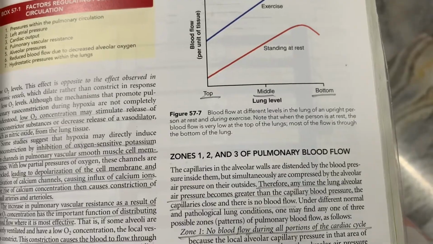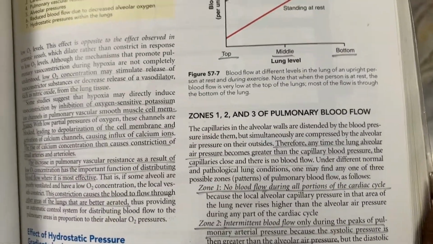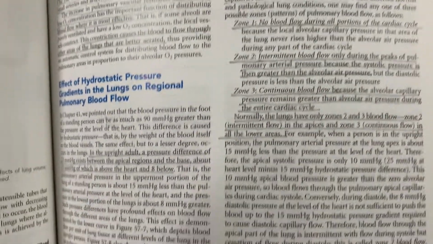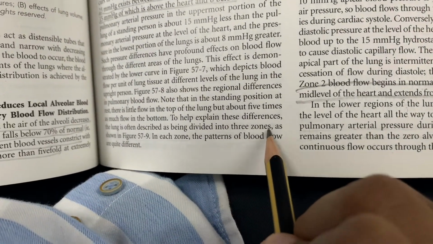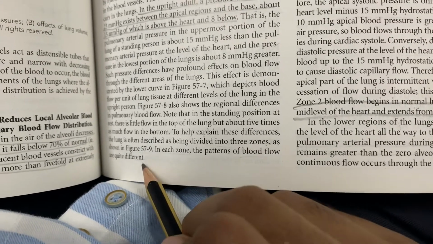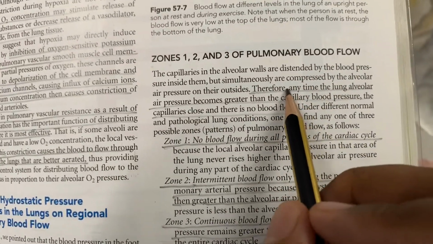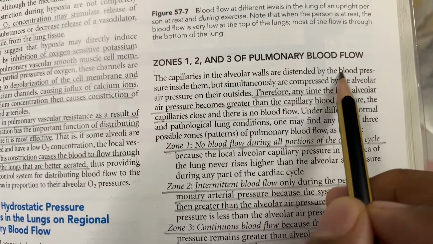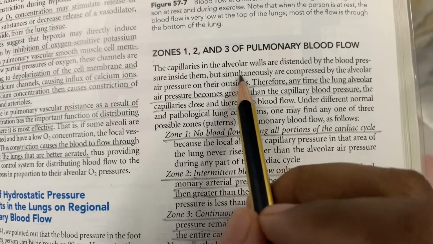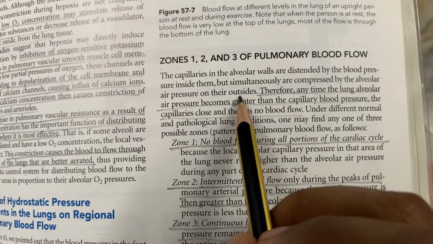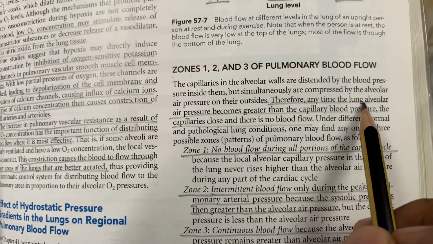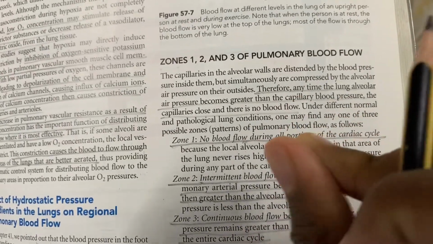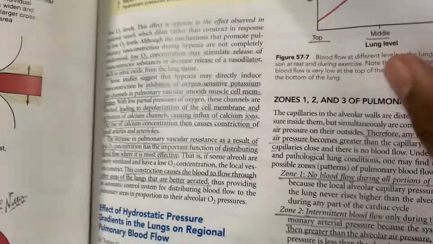Coming to the zones of blood flow, the lung is often described as being divided into 3 zones, and in each zone the patterns of blood flow are quite different. At any time, the capillaries in the alveolar walls are distended by the blood pressure inside them, but simultaneously they are compressed by the alveolar air pressure on their outsides. Therefore, any time the alveolar air pressure becomes greater than the capillary blood pressure, the capillaries close and there is no blood flow. You can see that in this diagram here.